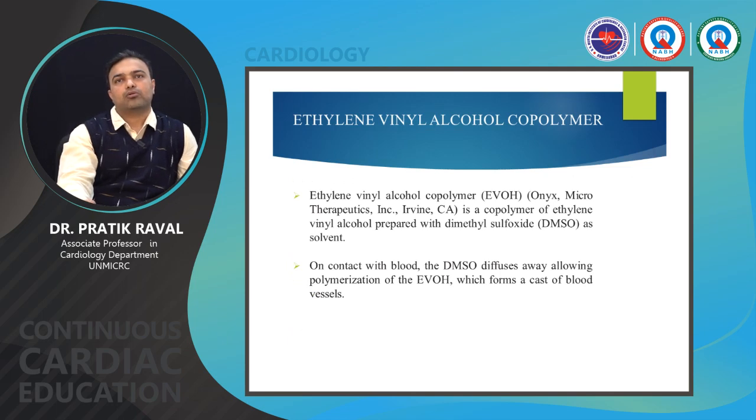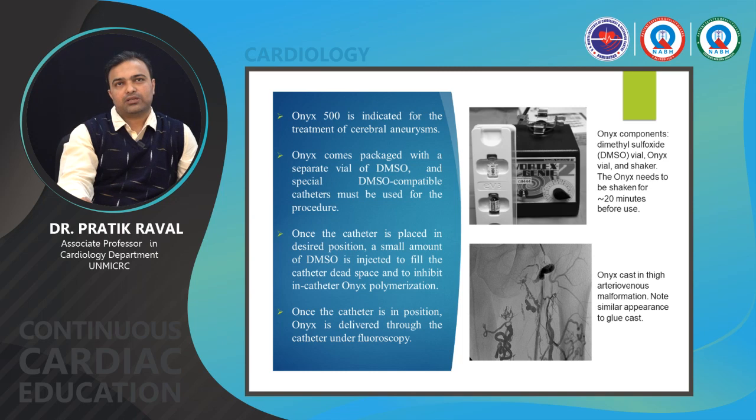Ethylene vinyl alcohol copolymer is a copolymer of ethylene and vinyl alcohol prepared with dimethyl sulfoxide as solvent. On contact with blood, the DMSO diffuses away, which allows the polymerization of EVOH and forms a permanent cast of the vessel. Onyx, which is a commercial name, is indicated for the treatment of cerebral aneurysm.